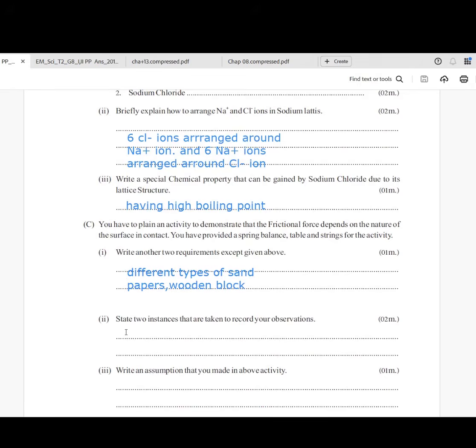State 2 instances that are taken to record your observations. Number 1, pulling with a rough surface. The other one, pulling with a smooth surface. Write an assumption that you made in the above activity. Frictional force increases due to a rough surface.